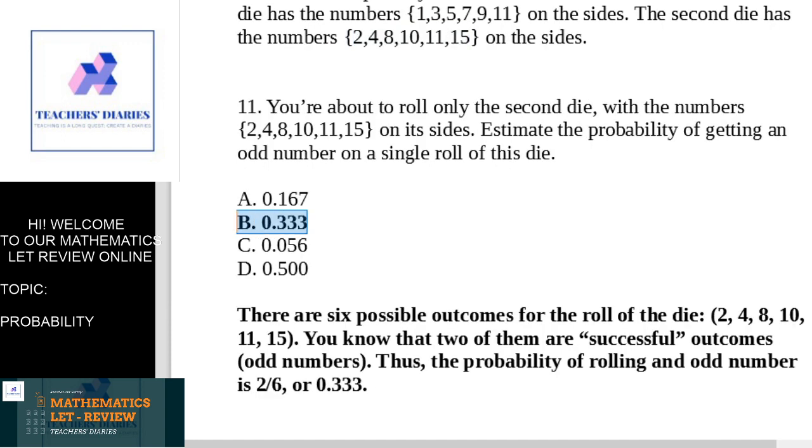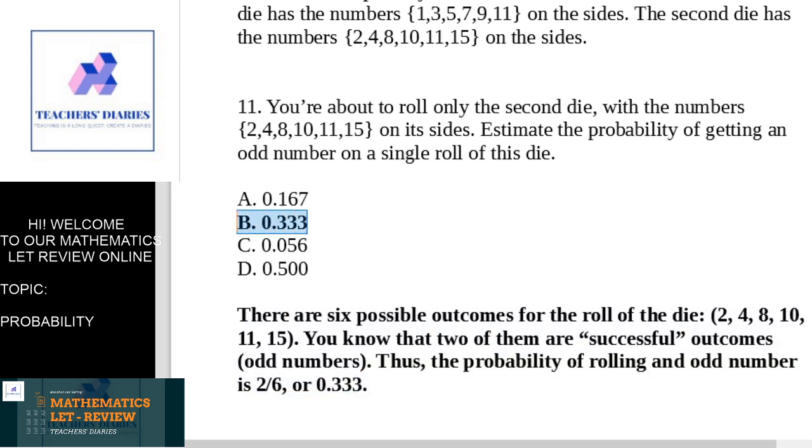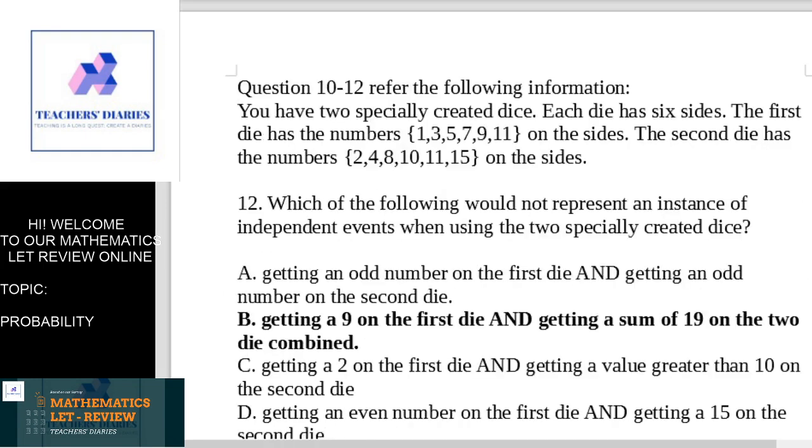The answer here is letter B, because there are 6 possible outcomes for the roll of the die: 2, 4, 8, 10, 11, and 15. And you know that 2 of them are successful outcomes, odd numbers, because our event here is odd numbers. Thus, the probability of rolling an odd number is 2 over 6, or 1/3, or 0.3333. So the answer is letter B. Now let's proceed to the next problem.